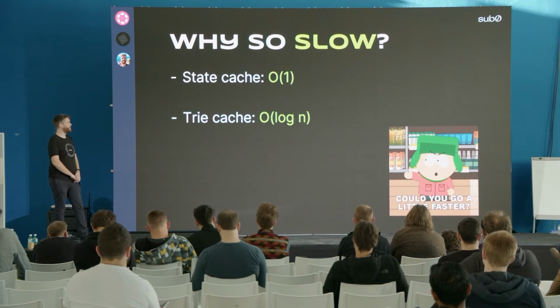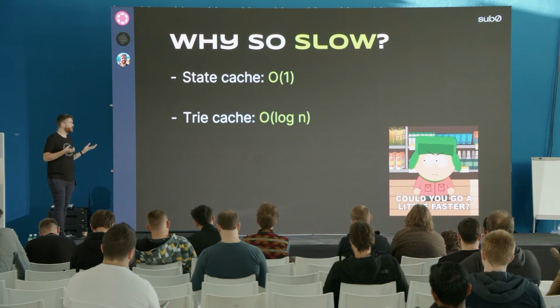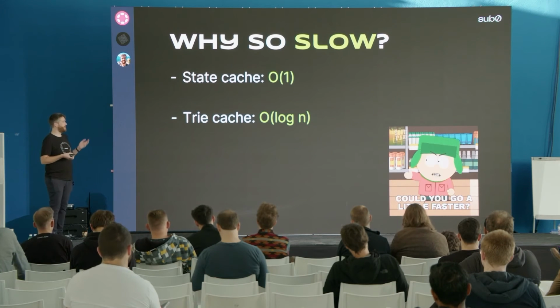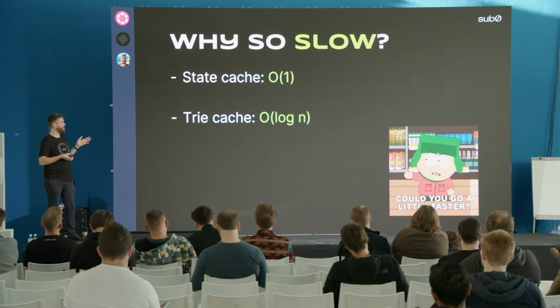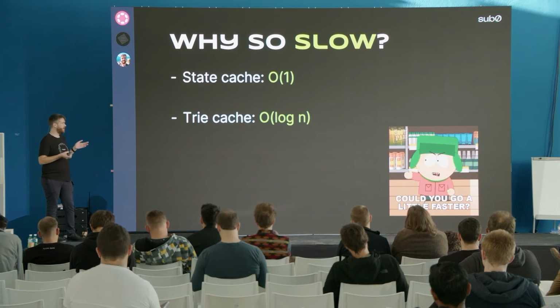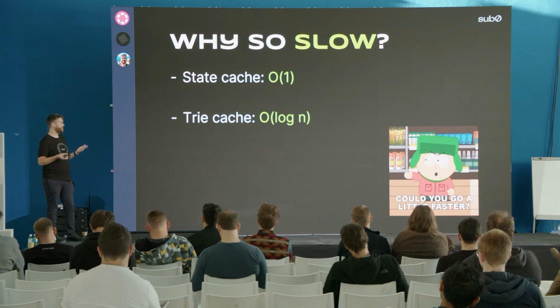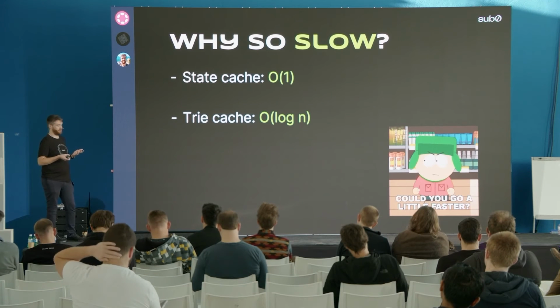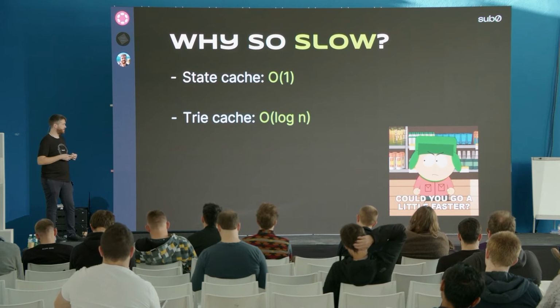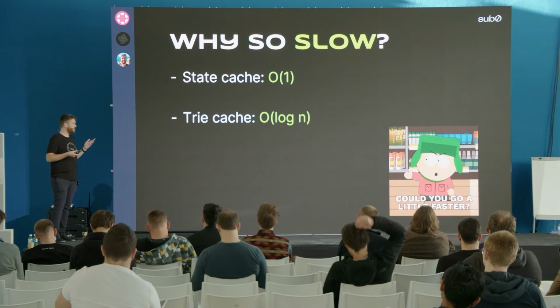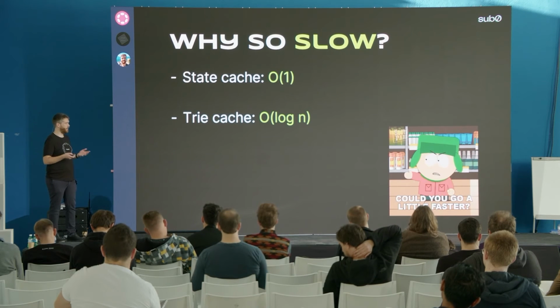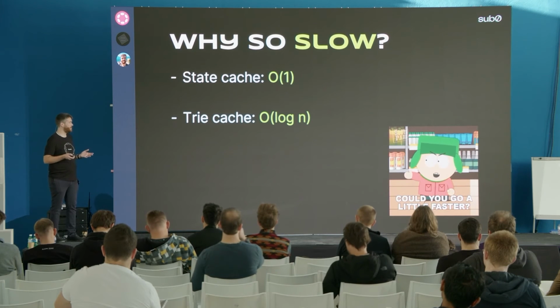So the question was, why is it still so slow? And what you can do here is compare our lovely big O notation. With the state cache, you have an O(1) access, and for the trie cache, as you need to traverse the trie, you always have O(log n) on average. So that's the problem that we are having here. So how do we solve that?